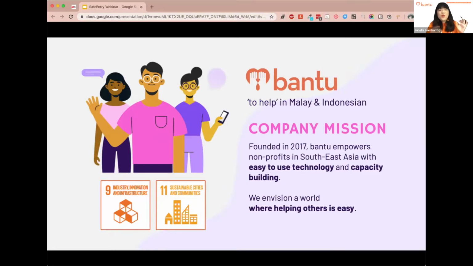For those who are unfamiliar, Bantu actually means help in Malay and Indonesian. We founded the social enterprise in 2017, and what we really want to do is to empower nonprofits in Southeast Asia with easy to use technology as well as through capacity building. We envision a world where helping others is easy, because it sometimes is quite hard.